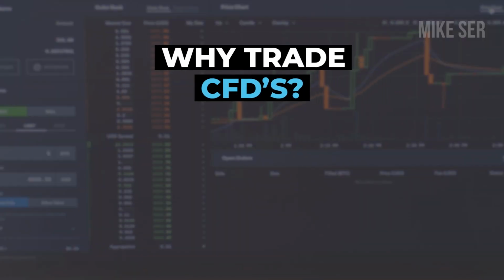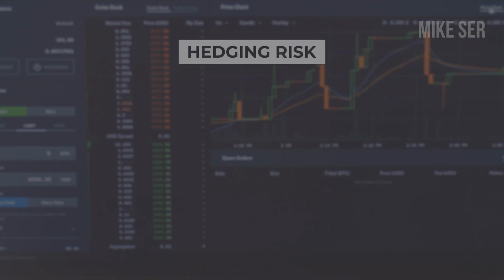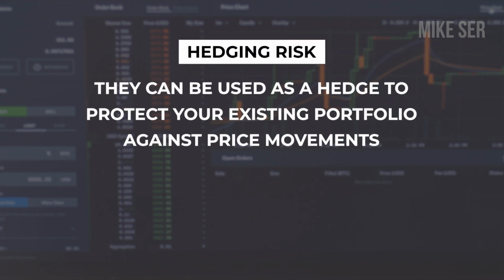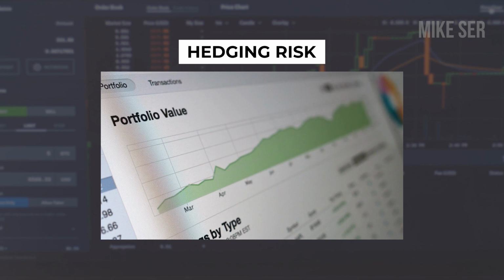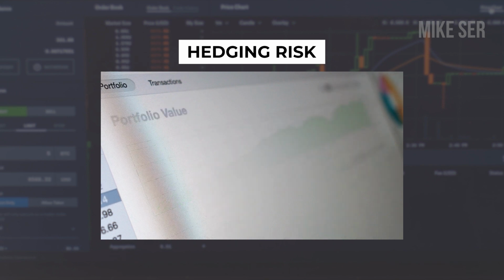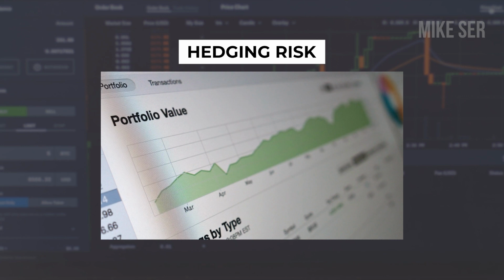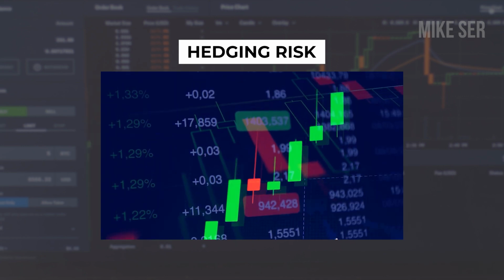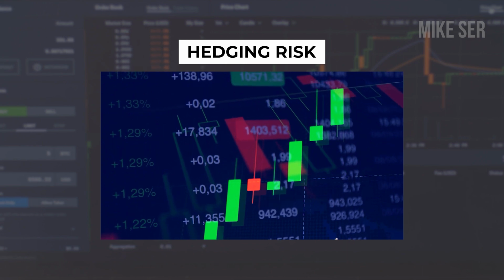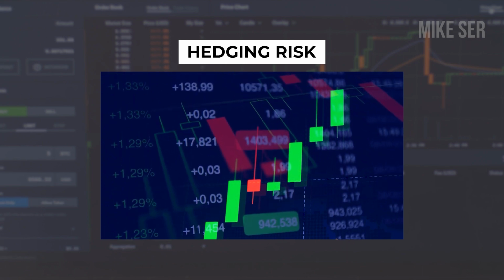So why trade CFDs? Well, they're like derivative contracts, like futures or option contracts. So they serve two purposes for a trader. The first purpose is hedging risk. So they're used as a hedge to protect your existing portfolio against price movements. So let's just say you have a large stock portfolio and you fear that the market will crash. So instead of selling all your stocks, you buy a CFD contract that goes up in value when the market falls. So kind of like buying a put options contract.